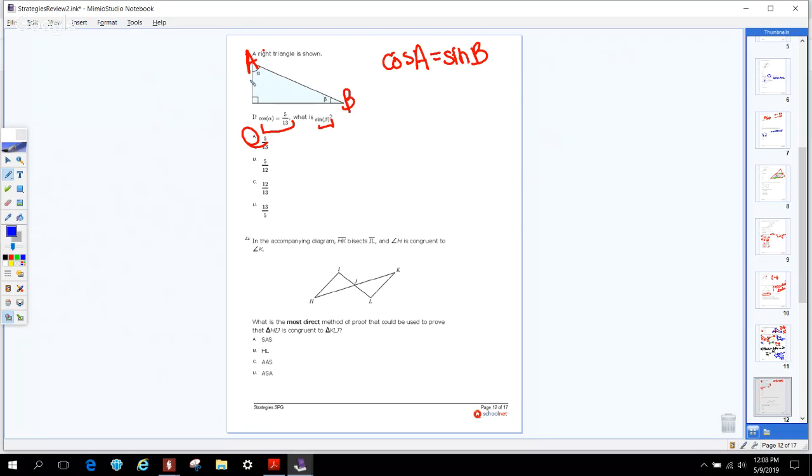Here's A. Cosine is adjacent over hypotenuse, so that means my 5 has to go here and my 13 has to go here. One of my students today did Pythagorean theorem and she figured out the other side. And then when she's like, okay, well, what's sine B? Sine is opposite over hypotenuse. The opposite is 5. The hypotenuse is 13. So you can do it the longer way. That's totally fine.